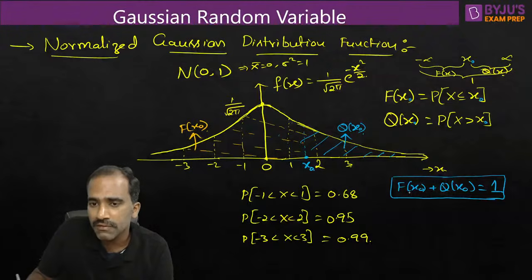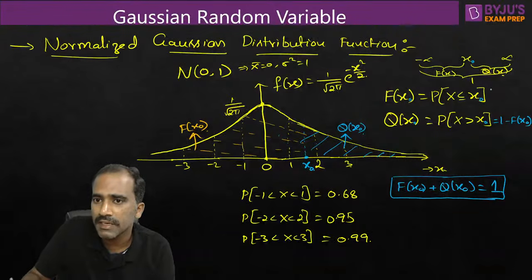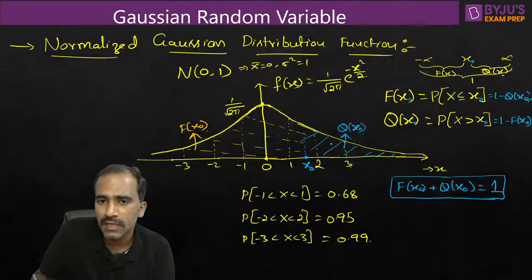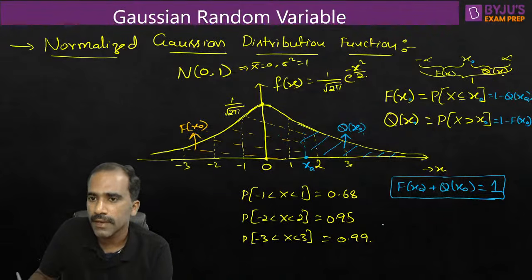So if you know the F function value, you can find the Q function value, correct? Can we write the Q function as 1 minus the F function? Is that okay? Similarly, the F function we can write as 1 minus the Q function. Very simple stuff, because the total area is 1. If you subtract this area from 1, you get this area. Or if you subtract this area from 1, you get this area. So that is the relation between the Q function and the F function.